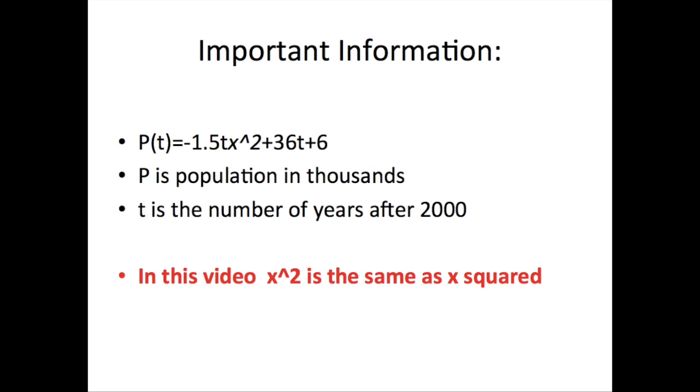Important information. The most important part of this problem is the equation. Then you also need to realize the units. P is in thousands and t is the number of years after 2000. This question is directly related to Advanced Functions Unit 1, which is when you learn to do your AROC and IROC. This unit is called Functions and their properties and rates of change. So let's get started with the math.